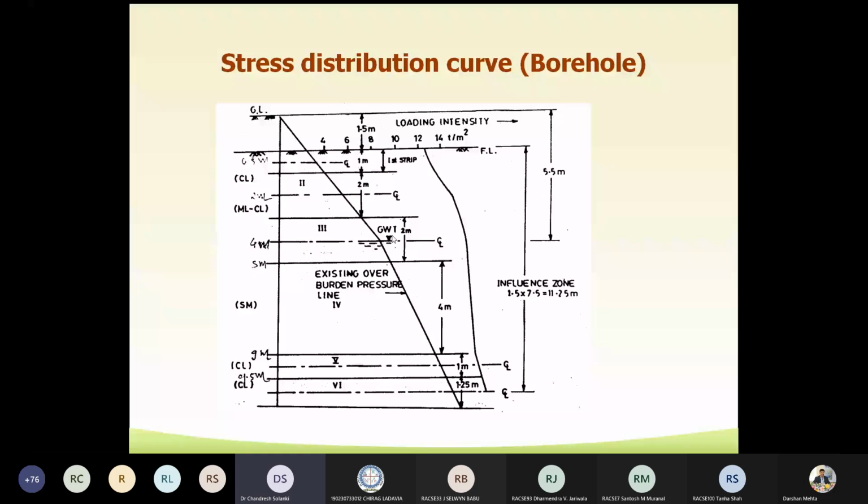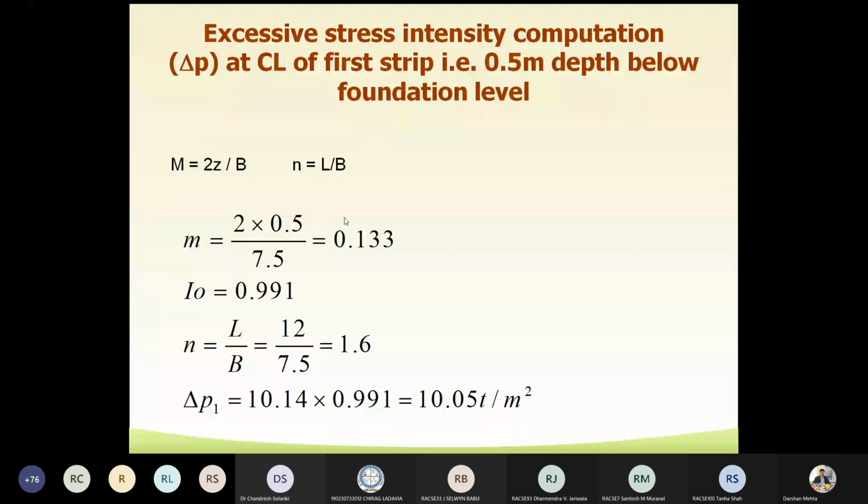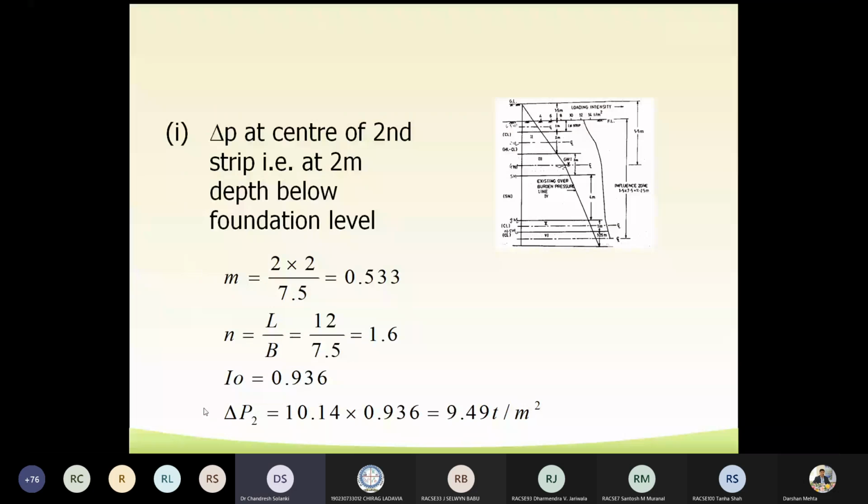For the fourth layer, we have to use the capital N value, that is the standard penetration test, to find out the settlement of the foundations. So here the influence factor obtained from the chart is 0.991. What is the incremental stress for the first layer, delta P1, which has to be used for computation of the consolidation settlement? It is computed as 10.14 into 0.991. This value is coming out to be 10.05 ton per meter square. The incremental stress for layer 1 is found out to be 10.05 ton per meter square. For the second layer, it is found out as 9.49 ton per meter square.